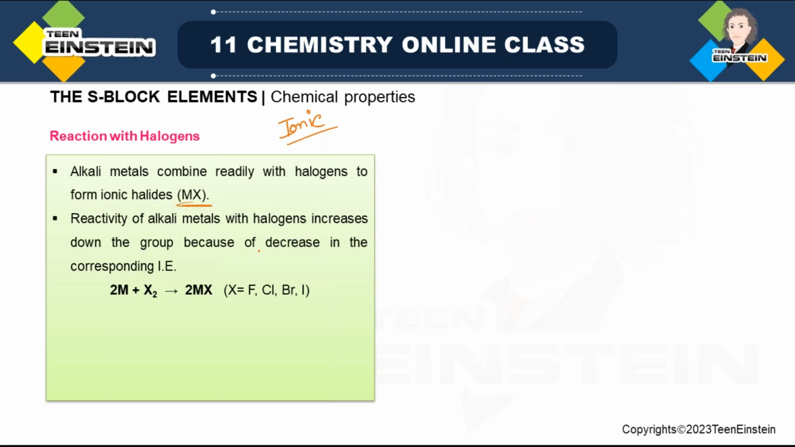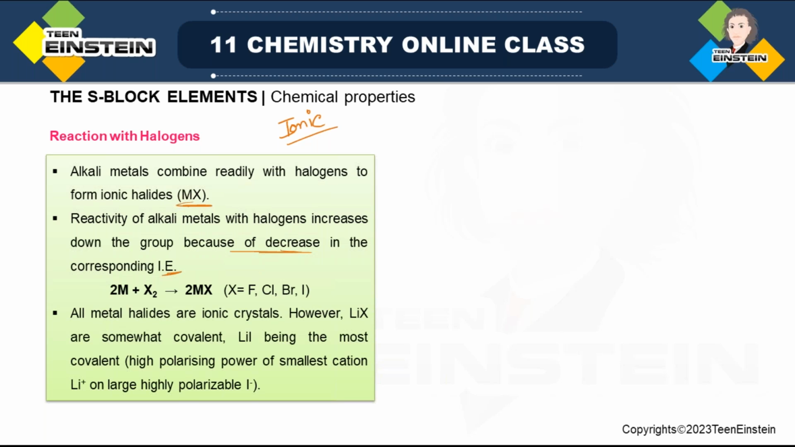Reactivity increases down the group because of decrease in corresponding IE. Now this logic is applicable. So this is the general equation. X is F, Cl, Br or I. All metal halides are ionic crystals. As I have said, the reason is the electronegativity difference between M and X. This is very, very high.